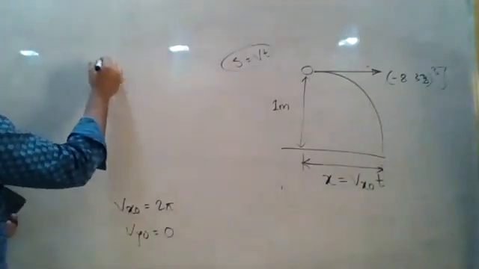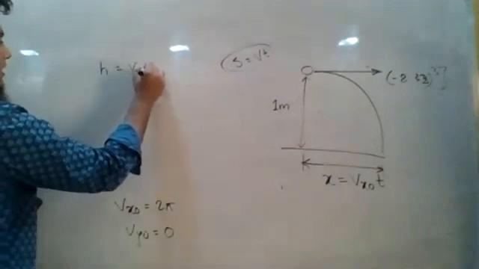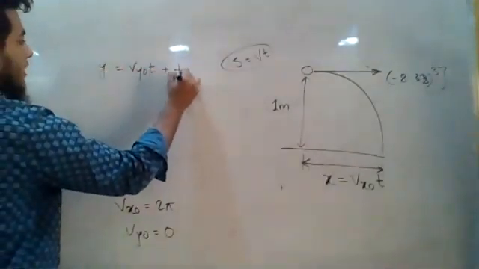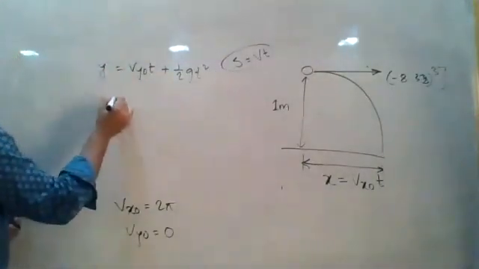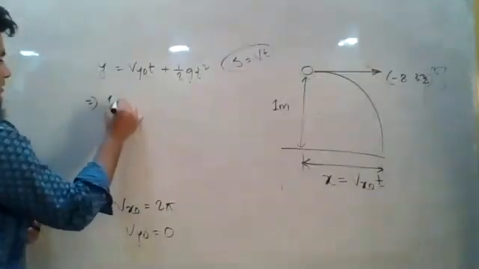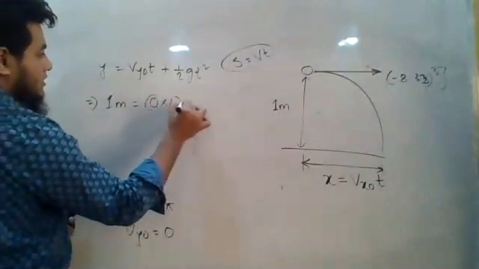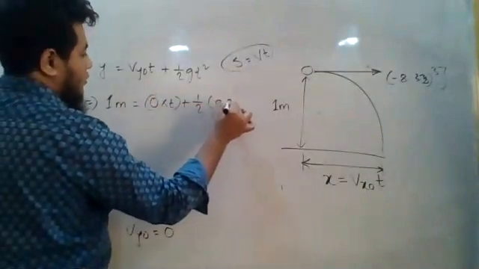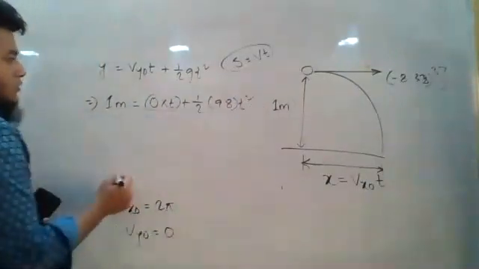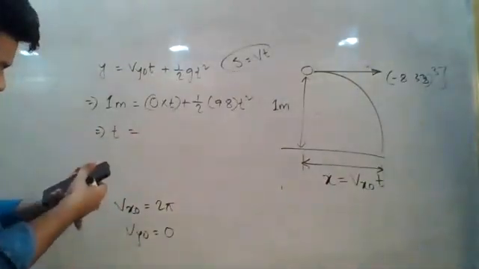To calculate the time, we will use this equation, h equals vy t, or actually y equals vy t plus half g t square. So as you can see, the vertical distance covered is 1 meter, equal to the initial velocity, which is 0, so 0 into t, plus half into 9.8 into t square. In this equation, the only unknown is t.